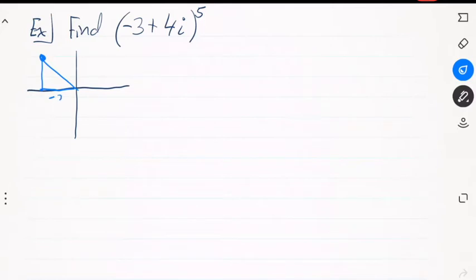And this side is going to be negative 3, this side is 4. The hypotenuse, by the way, if you do Pythagorean theorem, that turns out to be 5. It's a Pythagorean triplet, 3, 4, 5. All right, so the next step is to find the angle.